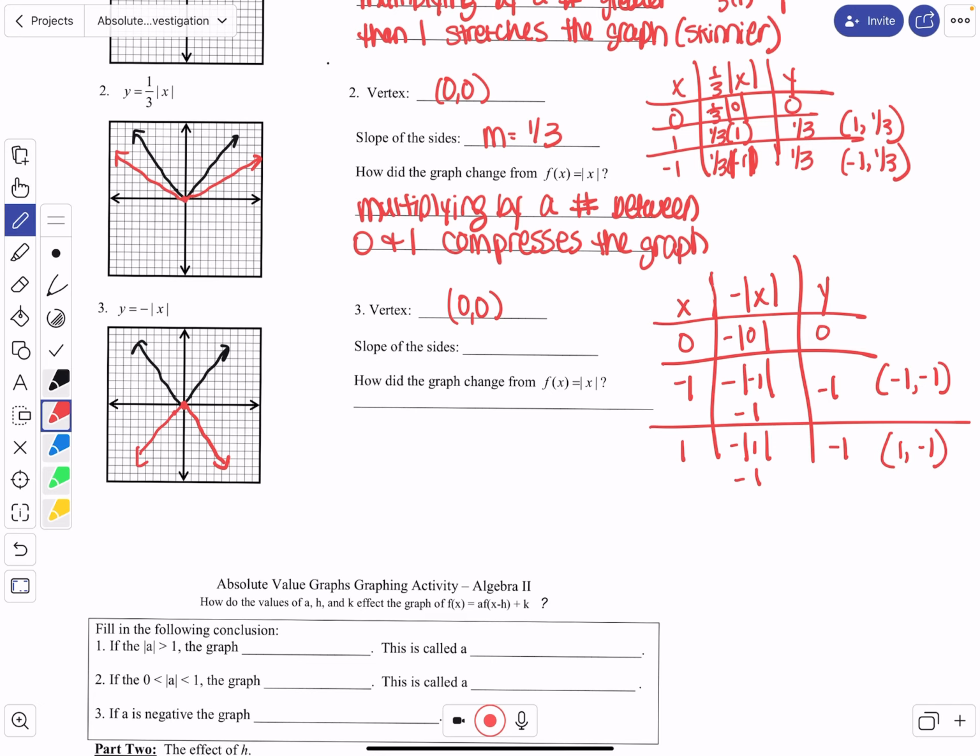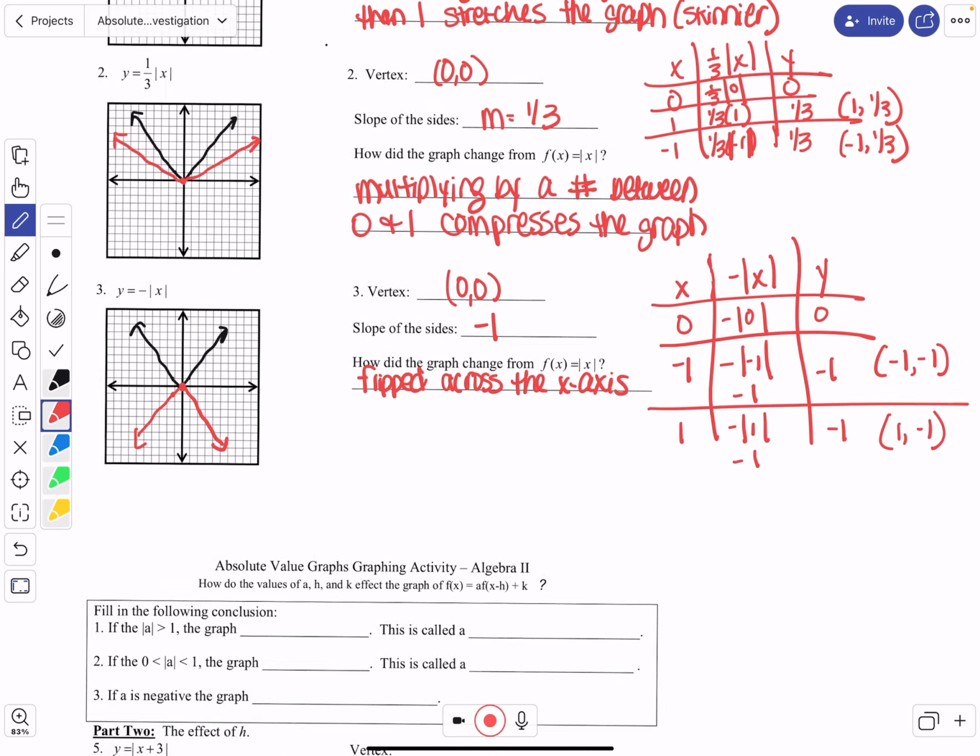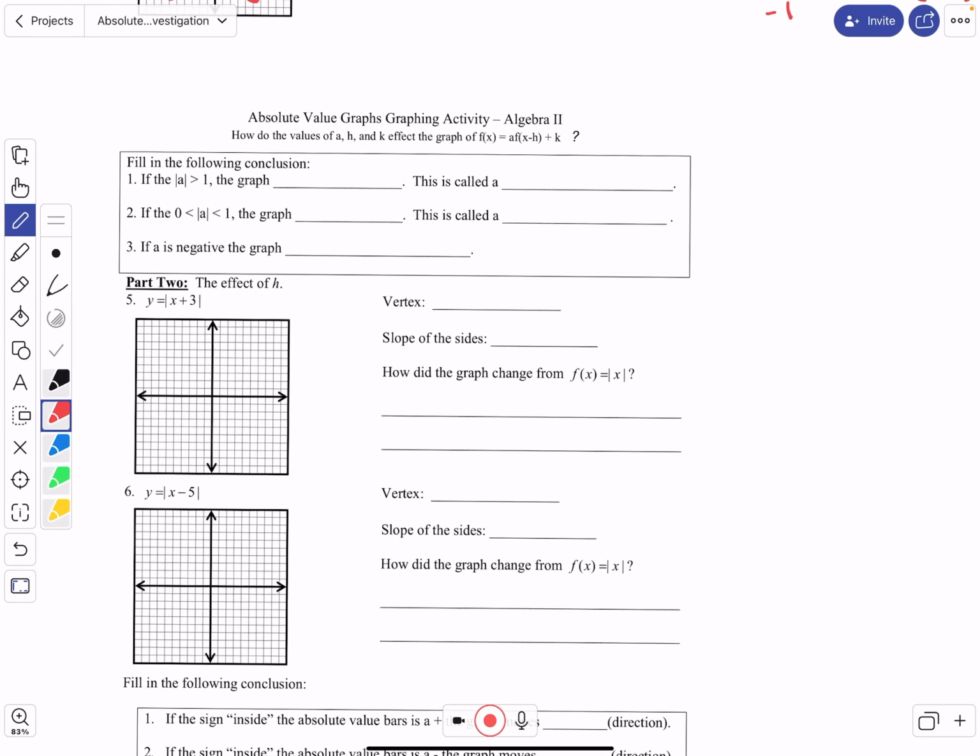Okay, so my slope is going to be going down. It's going to be -1. And what's changing is it is flipped across the x-axis. Okay, so moving on.